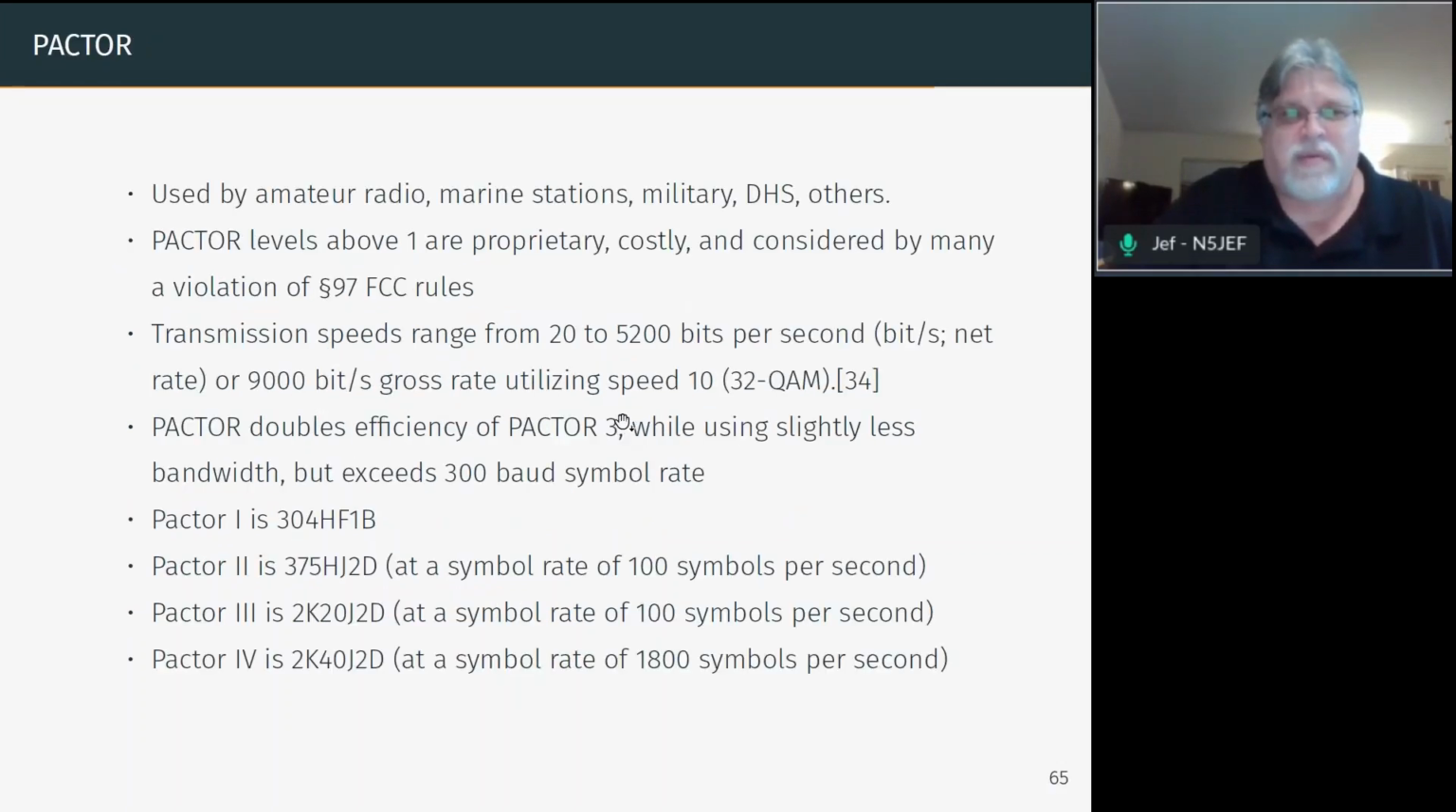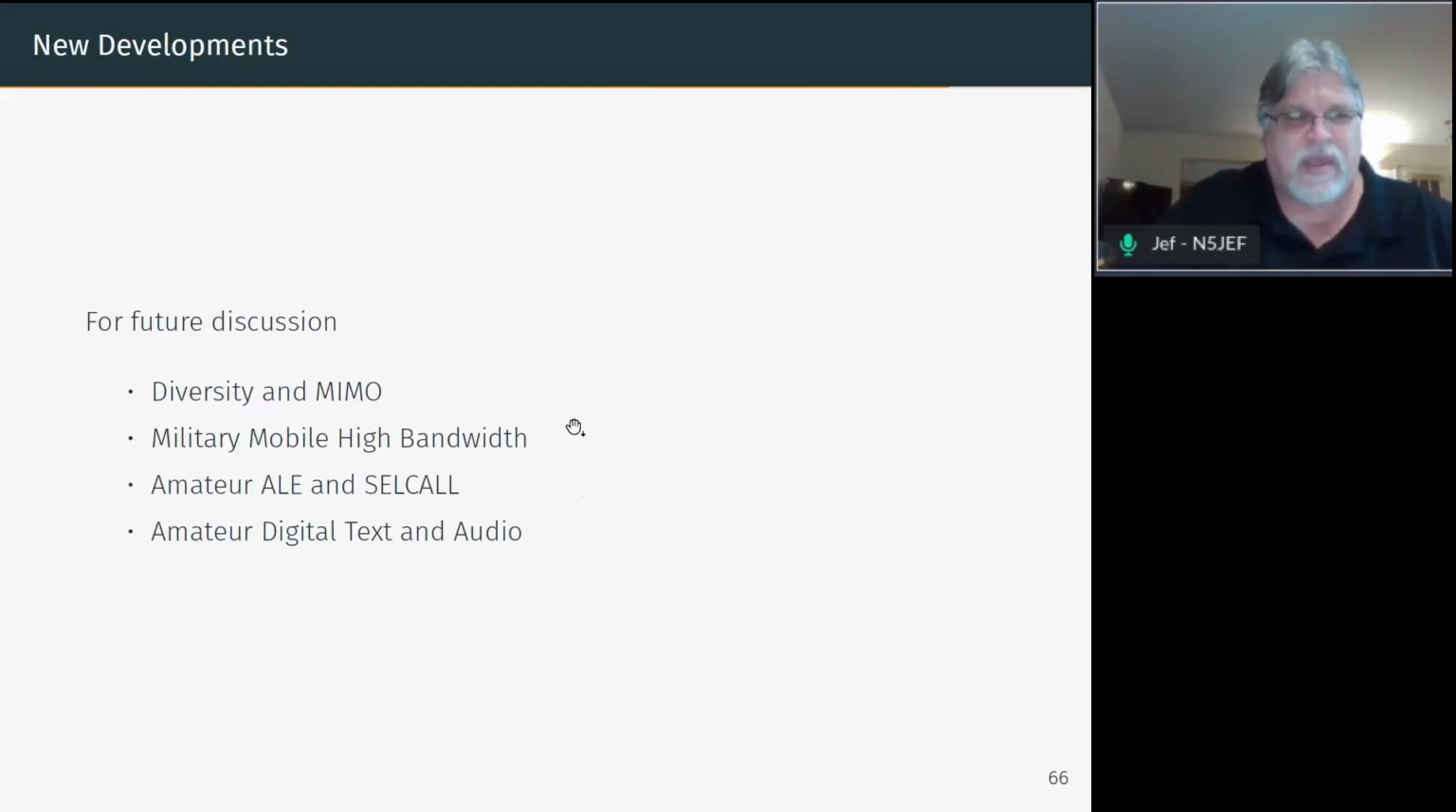So PACTOR, most of us are aware that PACTOR 4 is in the wings. It's ready to go, but the FCC hasn't updated their regulations to allow it. And a few more technologies, diversity to handle fading. The military is all about high bandwidth, and so they do things like dynamic tuning and multiple antennas to improve the bandwidth for their battlefield operations.